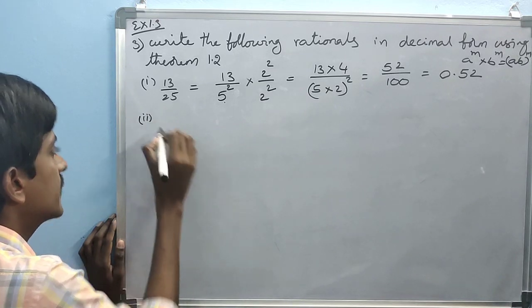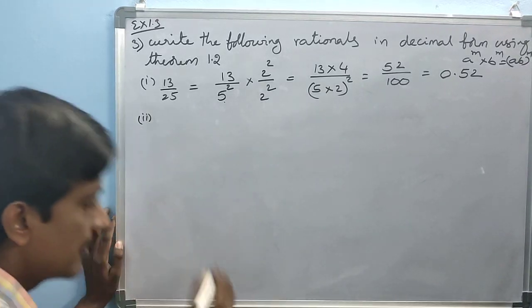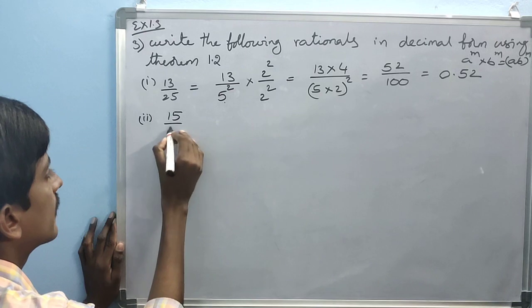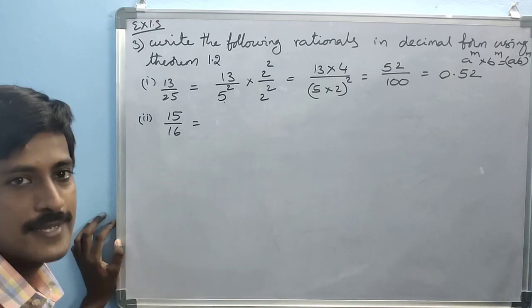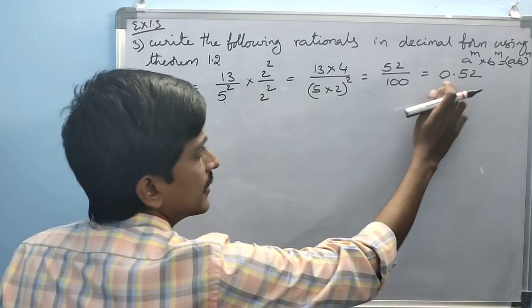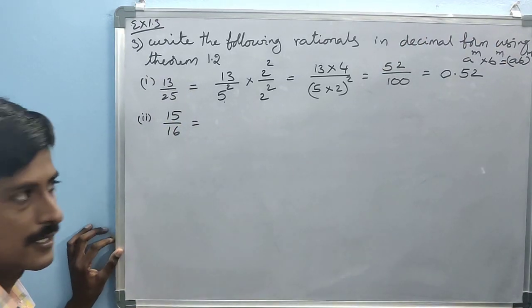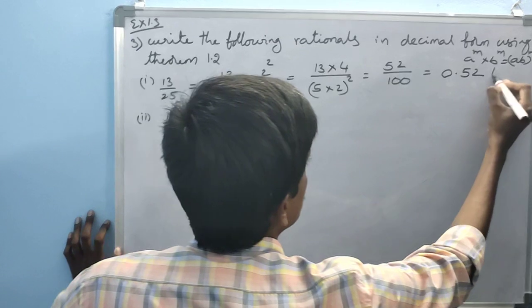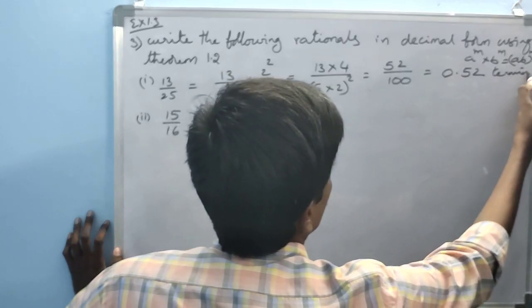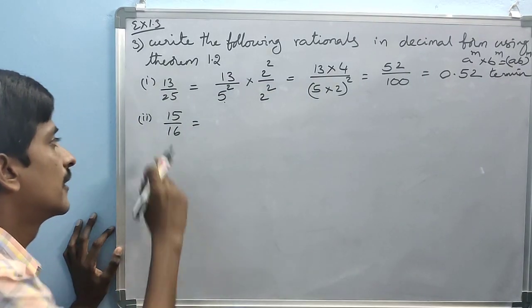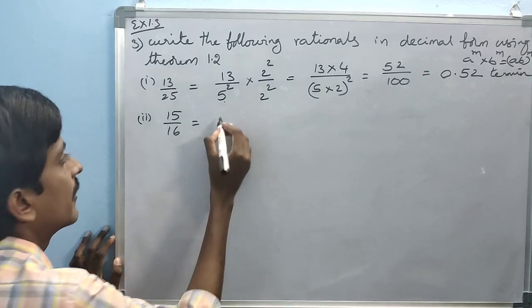And the second one given is 15 by 16. Here 0.52 ends after some digits, only 2 digits. So it is a terminating decimal also. Terminating decimal.